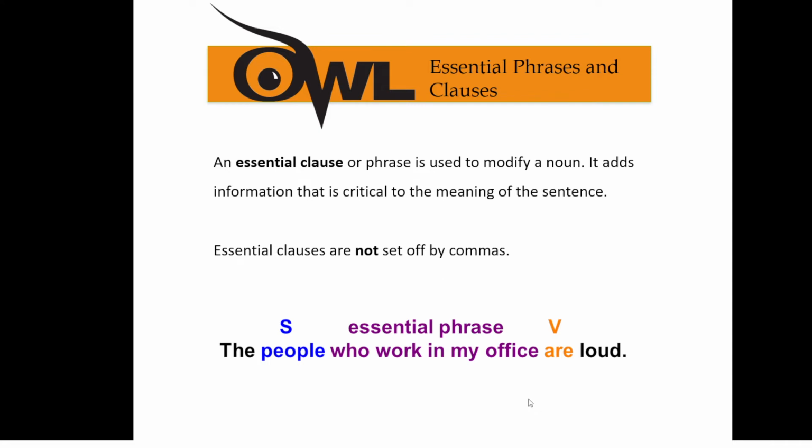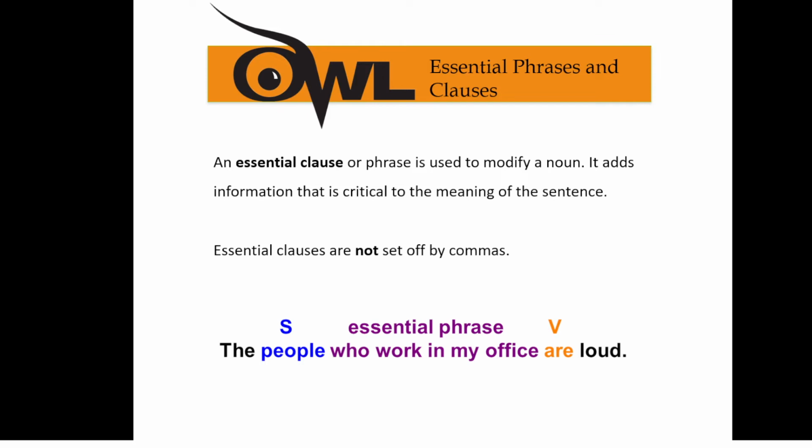So take a look at this example. "The people who work in my office are loud." Of course, if we take out this essential phrase, we have "the people are loud," which is an independent clause. It is a full and complete thought. However, we don't get the same meaning from "the people are loud" that we would get from "the people who work in my office are loud." And in that sense, it is essential to the meaning of the sentence. It's important to understand here that we're not defining essential as necessary to be grammatically correct. It's necessary to mean the same thing.